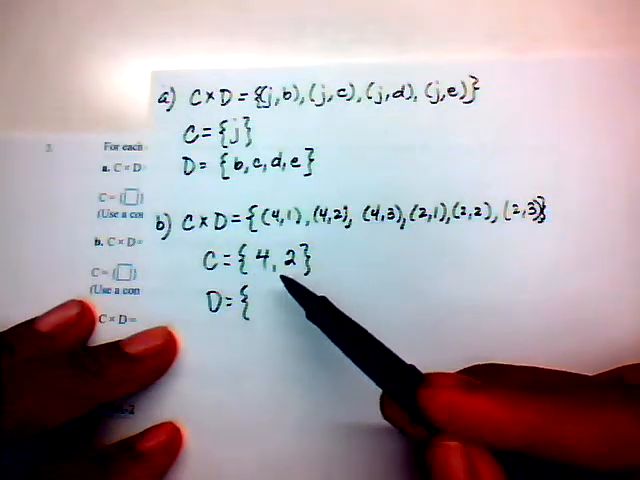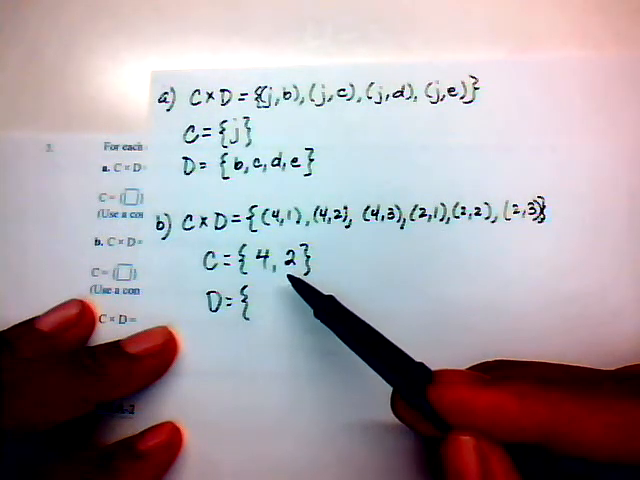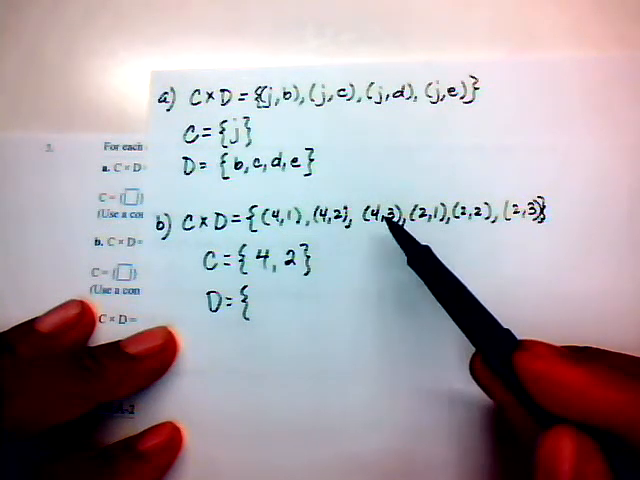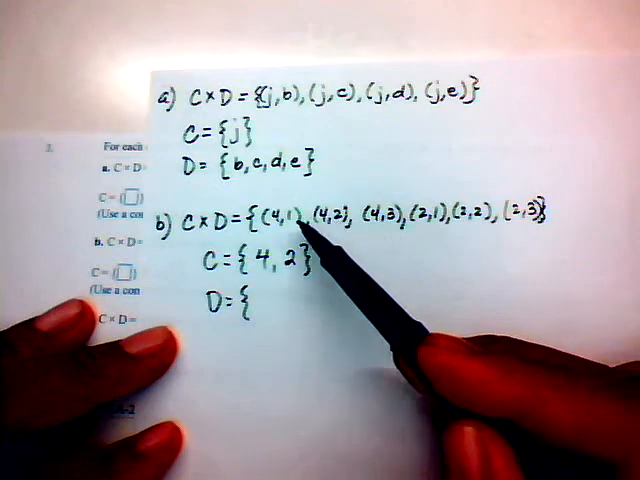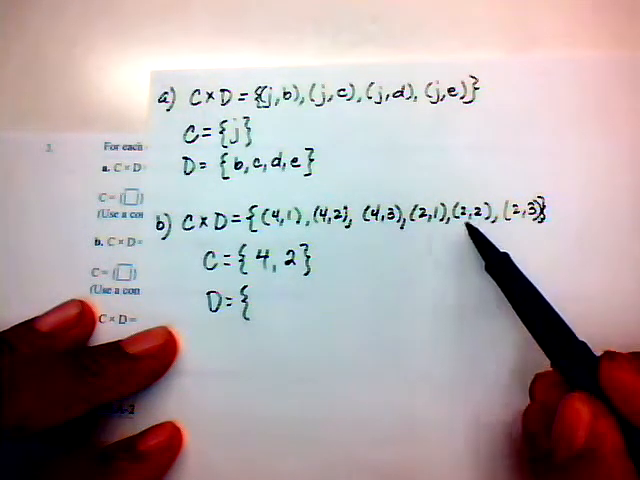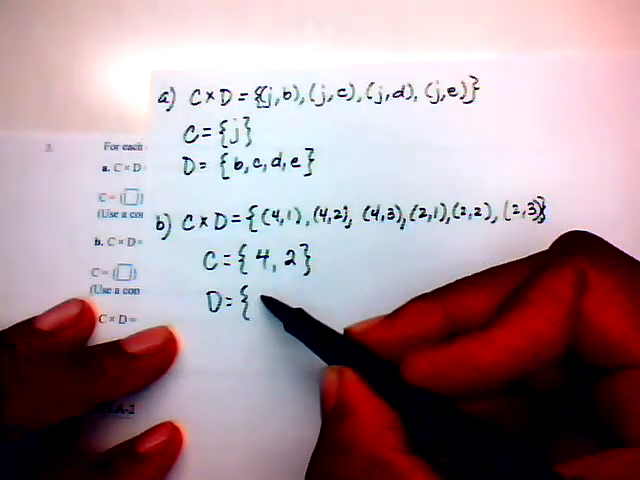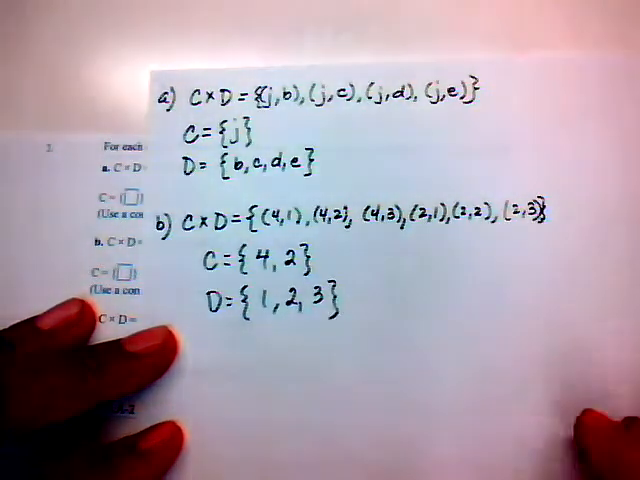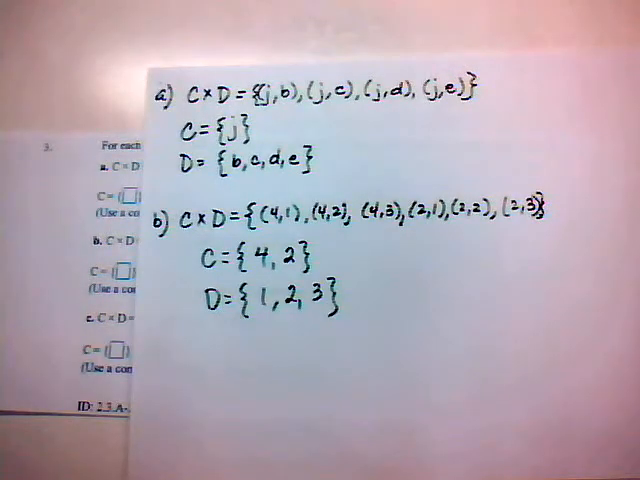So 4, 2 are the elements of set C, which means D will have to be 1, 2, 3. That's the second element of the ordered pairs, because you got 1, 2, 3 here, and then again 1, 2, 3 here when you paired it with the 4 and the 2 respectively. So D is a set with the elements 1, 2, 3, and C is a set with the elements 4, 2.